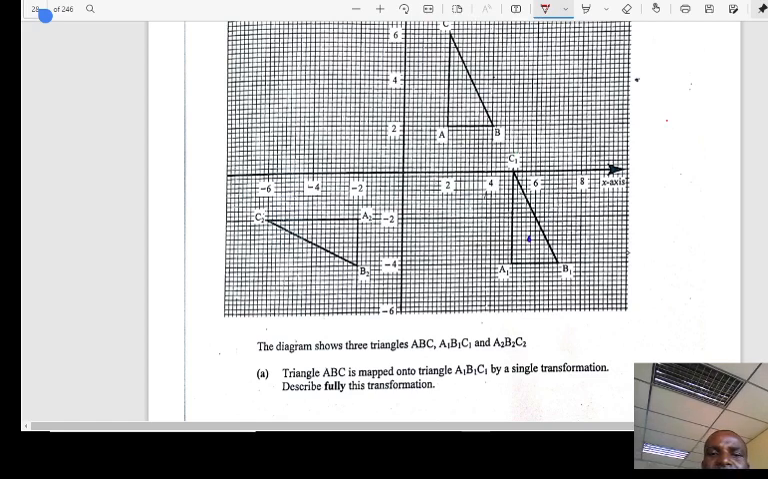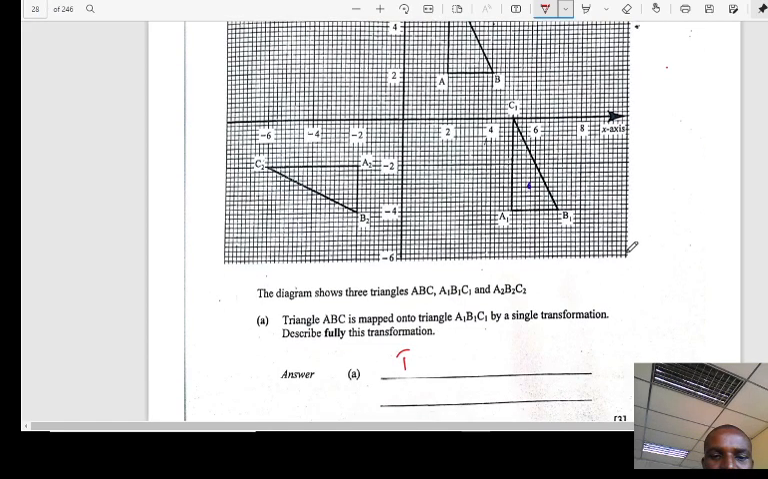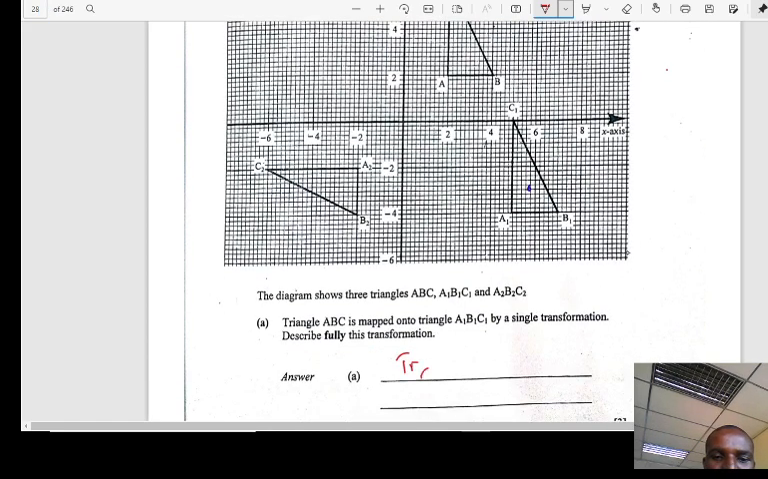So first thing, size. Is this still the same? Yes, size is still the same. So it can be a translation, rotation, or reflection. Then check direction. Is it still the same? It's the same. So if direction is the same and size is the same, then that one is called a translation. So this one is a translation. Under a translation, you have to state the vector of translation.